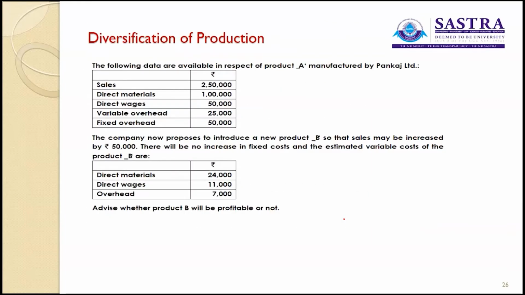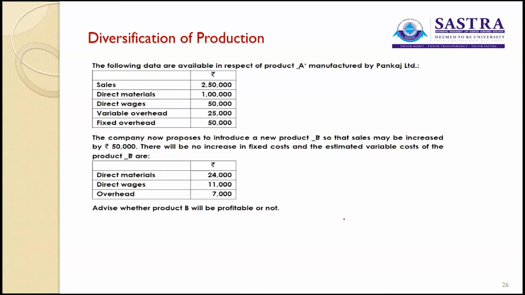The next is diversification of production. The following data are available in respect of product A manufactured by Pankaj Limited. Now the sales is 2,50,000, direct materials 1 lakh, direct wages 50,000, variable overheads 25,000, fixed overheads 50,000. The company now proposes to introduce a new product B so that the sales may be increased by 50,000 rupees. There will be no increase in fixed costs, and the estimated variable cost of the product B are direct materials 24,000, direct wages 11,000, variable overhead 7,000. Advise whether product B will be profitable or not.